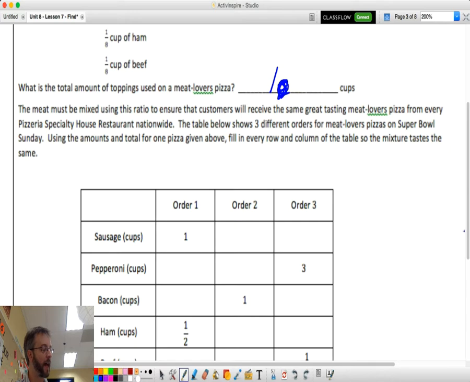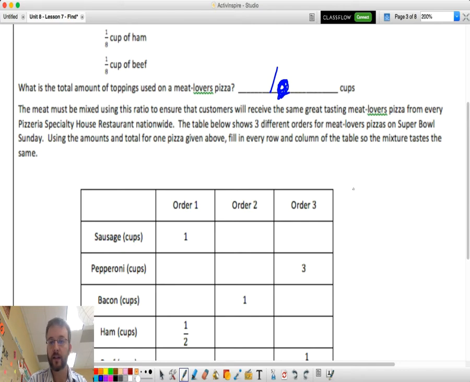If I'm going to do sausage, I know that the sausage in one order is going to be 1 cup total. So the total number of cups of sausage in one order was 1 cup. We don't know how many pizzas that was necessarily, but they're telling us the total amount of sausage used in the first order was 1 cup. I want to make sure that it's proportional for all the other relationships.